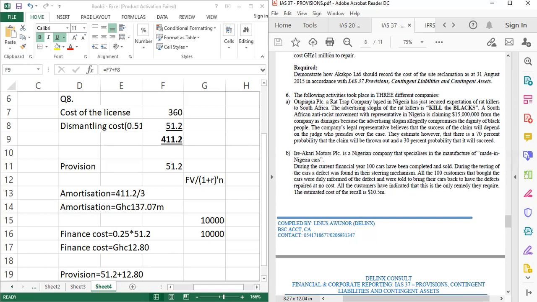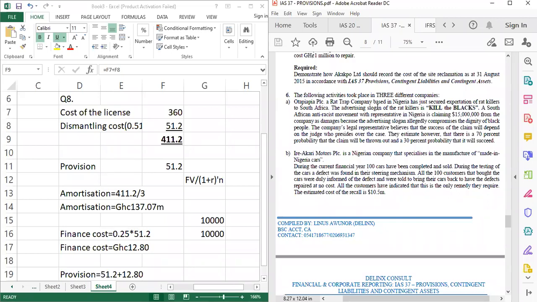Let's come to B. Akari Motors Plc is a Nigerian company that specializes in manufacturing made-in-Nigeria cars. During the current financial year, 100 cars have been completed and sold. During the testing of the cars, a defect was found in the steering mechanism. All the 100 customers that bought the car were duly informed of the defect and were told to bring the cars back to have the defect repaired at no cost. All the customers have indicated that this is the only remedy they require.